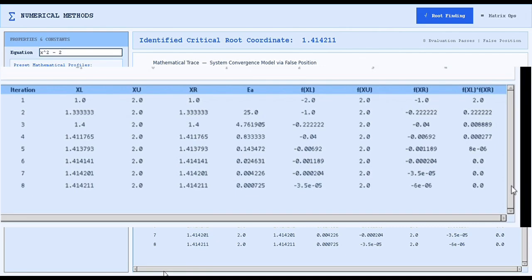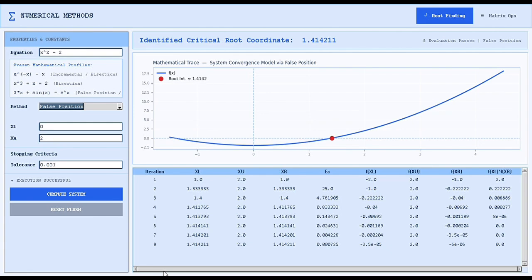So XL was continuously replaced by XR, pushing the left bound closer and closer to the root from the left side until EA dropped below 0.001. The graph updates again, confirming the root at approximately 1.414 with the red dot on the curve.